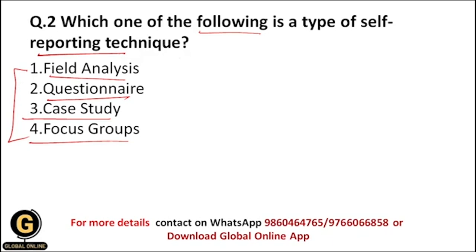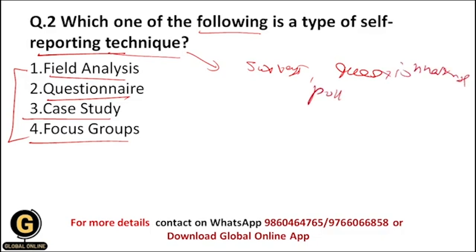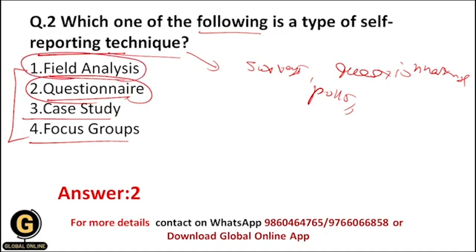So the self-reporting technique of data collection uses surveys, questionnaires and polls as the method of data collection, and that's why your correct answer here should be questionnaire, because a questionnaire is a type of self-reporting technique. All the other options, like field analysis, case study and focus groups, are data collection methods, but they are not self-reporting techniques, because in field analysis the researcher wants to understand human behavior in their natural environment.